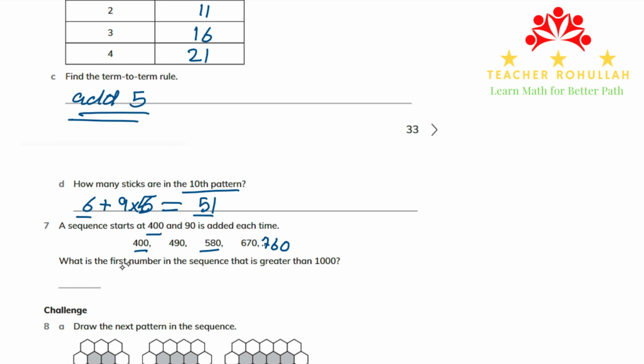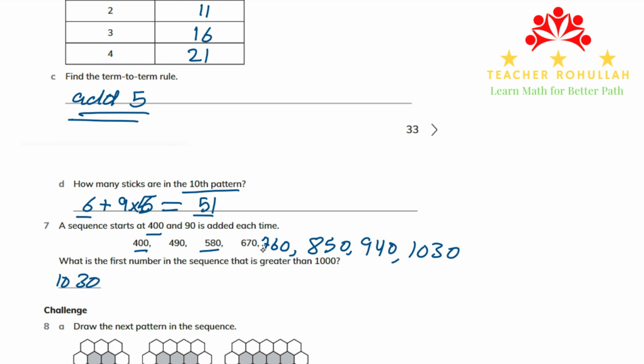Now here it says, what is the first number in the sequence that is greater than 1000? Each time we increase by 100 and the tens decrease by 10. The hundreds increase, the tens decrease. So the first number that we get, let me continue. We will have 850, 940, and 1030.